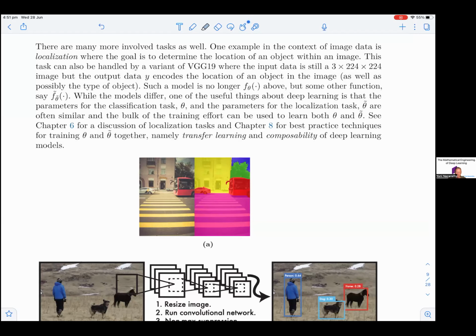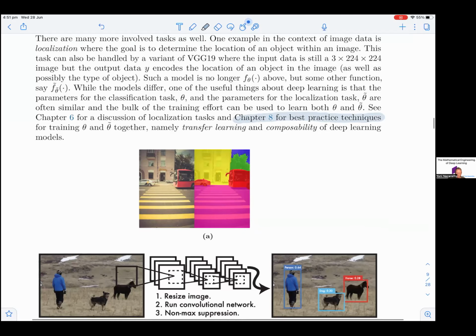See Chapter 6 for discussion of a localization task, and Chapter 8 and beyond for best practice techniques for training theta and theta tilde together, namely transfer learning and composability of deep learning models.